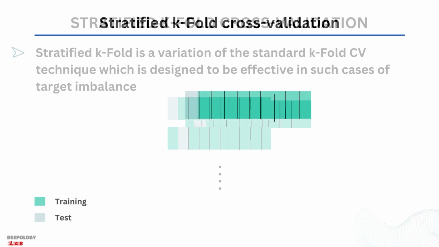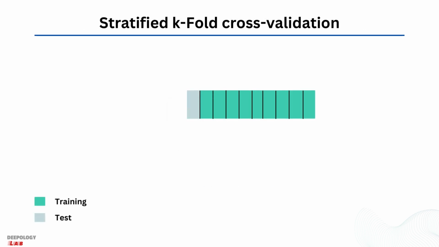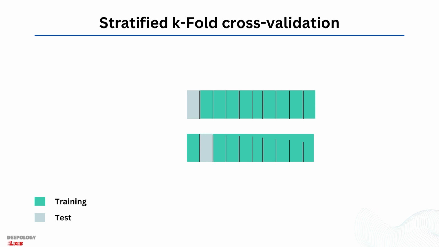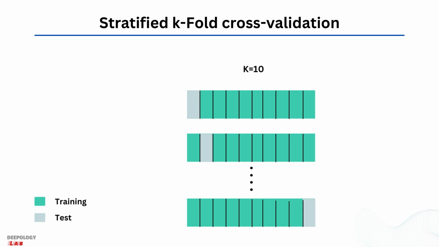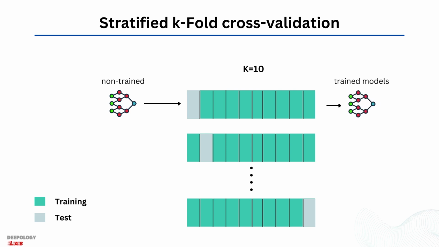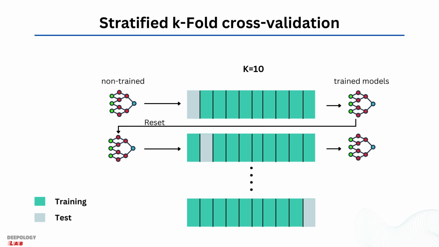Step 1. Pick a number of folds, K. Step 2. Split the dataset into K-folds. Each fold must contain approximately the same percentage of samples of each target class as the complete set. Step 3. Choose K-1 folds, which will be the training set. The remaining fold will be the test set. Step 4. Train the model on the training set. On each iteration, a new model must be trained.